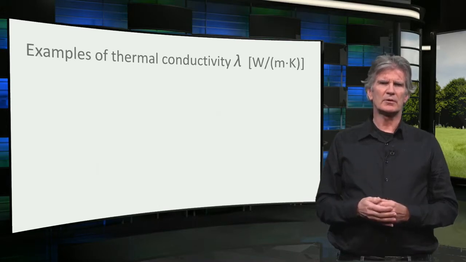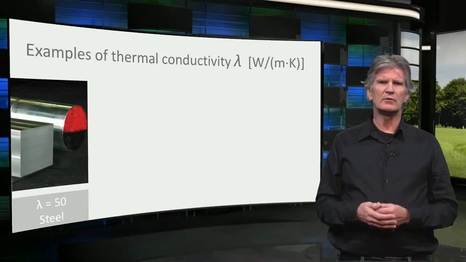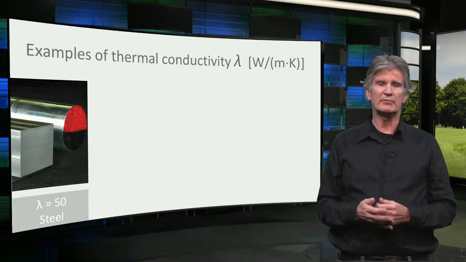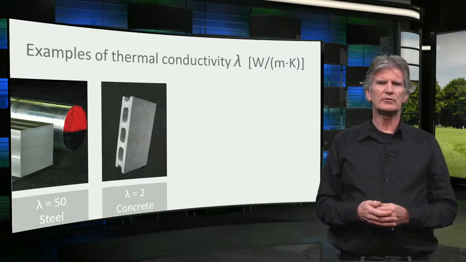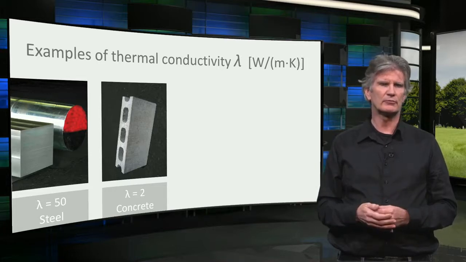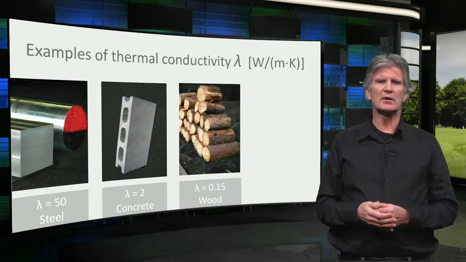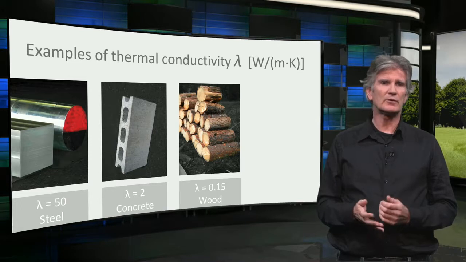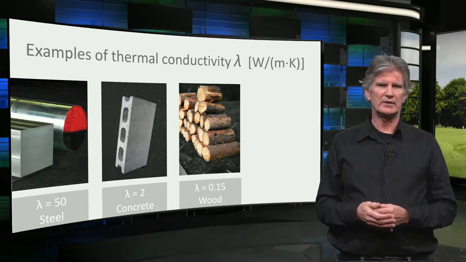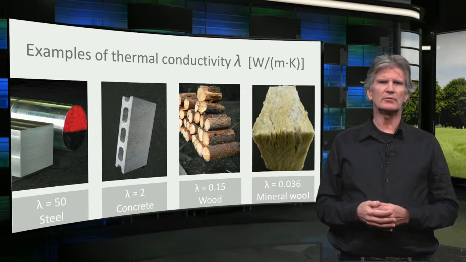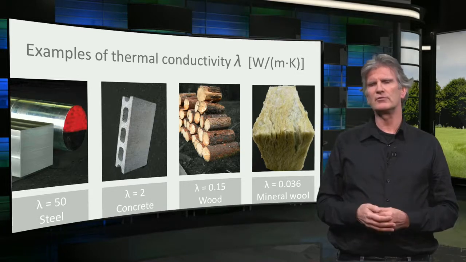These are some examples of thermal conductivities. There are, generally speaking, 4 groups of materials. Metals, with a very high thermal conductivity, higher than 50, like steel. Stony materials, with a high thermal conductivity, around 1.5. Concrete, for example, has a thermal conductivity of 2. Wood and plastics with a relatively low thermal conductivity. Wood, for example, has a thermal conductivity of 0.15. And insulating materials like mineral wool with a very low thermal conductivity, less than 0.05. In the course reader and on the internet, you can find the thermal conductivity for all kinds of building materials.